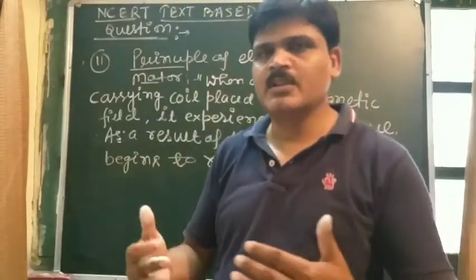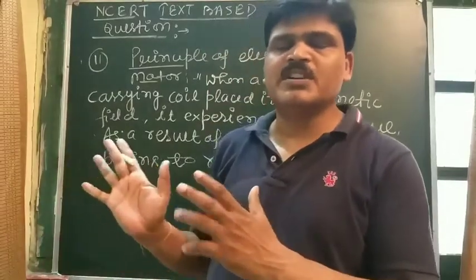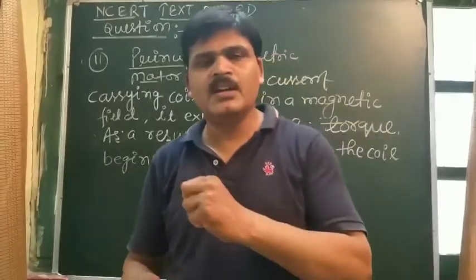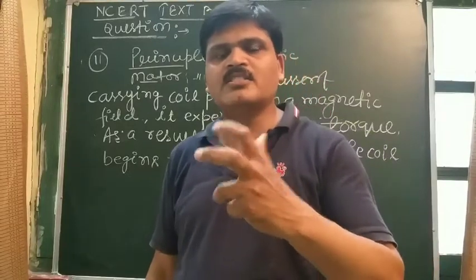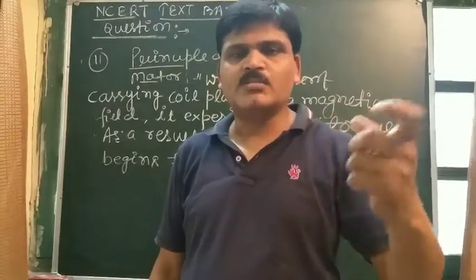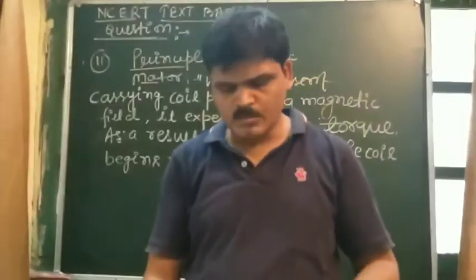Once again, I am explaining to you that when a current carrying coil is placed into the magnetic field, this coil experiences a torque. As a result of this torque, the coil begins to rotate. This is the principle of electric motor.